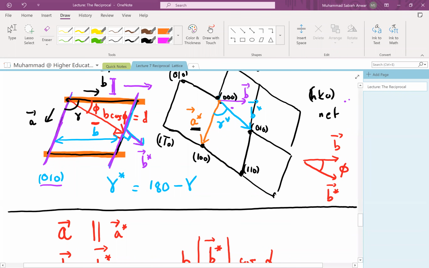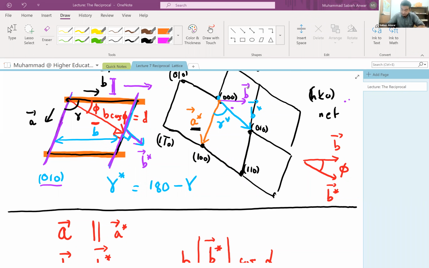Thank you. For unit cells in which the mutual interaxial angles are 90 degrees, the unit cell lengths or vectors are orthogonal, which is cubic, tetragonal, and orthorhombic. Only for those particular cases, A star will be parallel to A, B star will be parallel to B, and C star will be parallel to C. All right. So this is the overall concept.